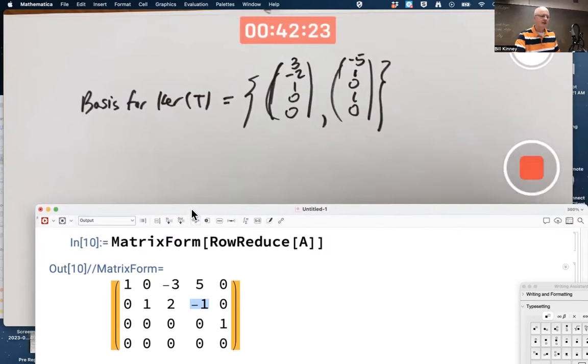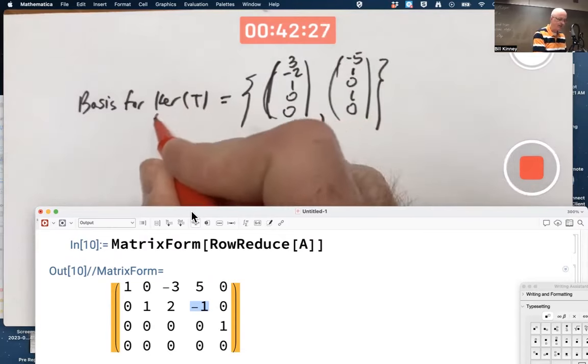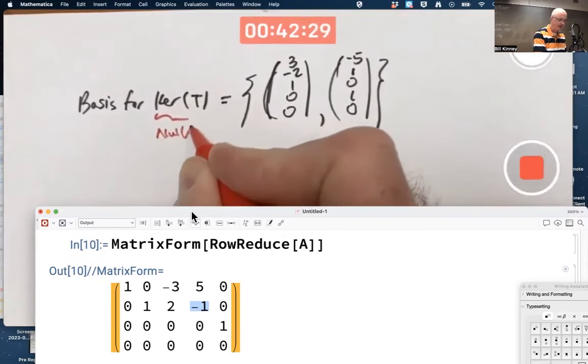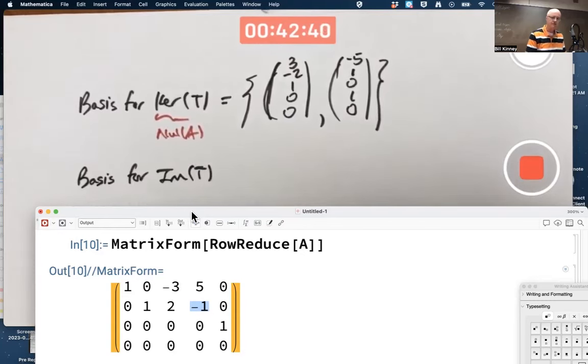What about a basis for the image? And again, the kernel, by the way, is also the null space of A. So that would be another way to phrase the question. What about a basis for the image? Also called the column space of A.